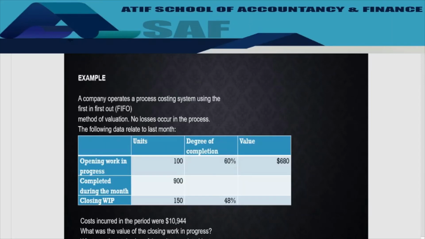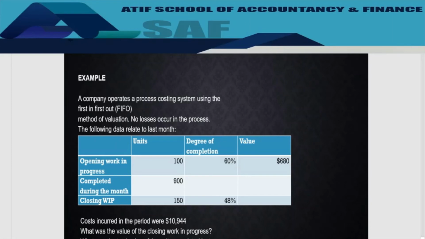For example, a company operates a process costing system using the first in, first out method of valuation. No losses occur in the process. The following data relates to the last month. Opening work in progress, 100 units, 60% completed and their value $680. Completed during the month, 900 units, and closing work in process 150 units, degree of completion 48%. Costs incurred in the period were $10,944. Requirement: what was the value of closing work in progress and what was the total value of units completed last month?